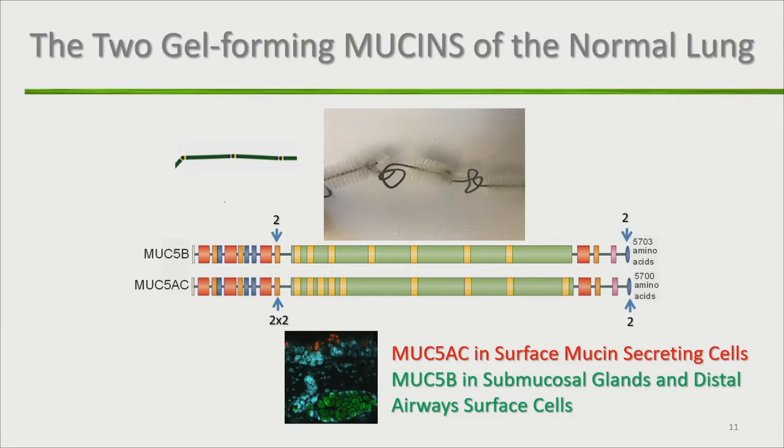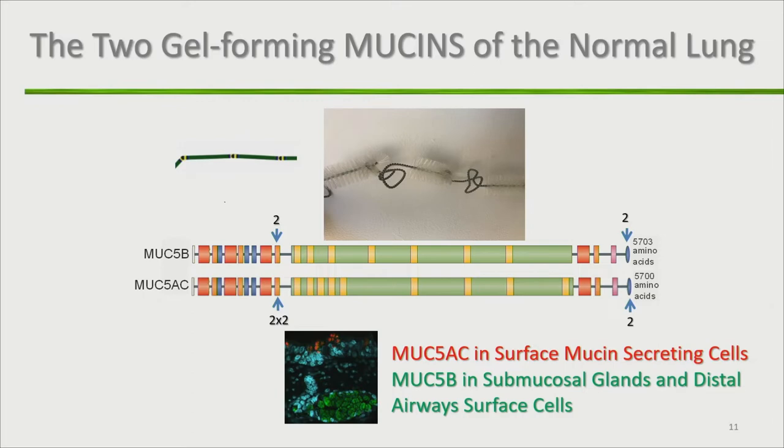So, my main topic today is to talk about the mucins. There are two mucins in the lungs, and one is called MUC5B and the other one MUC5AC. In the upper airways, it's very easy because they're very well separated in the normal situation. You have MUC5B in the glands, and you have MUC5AC on the surface. But you also have MUC5B on the surface in the distal airways and in the mouse. In disease, it's different. I will talk about that at the end.